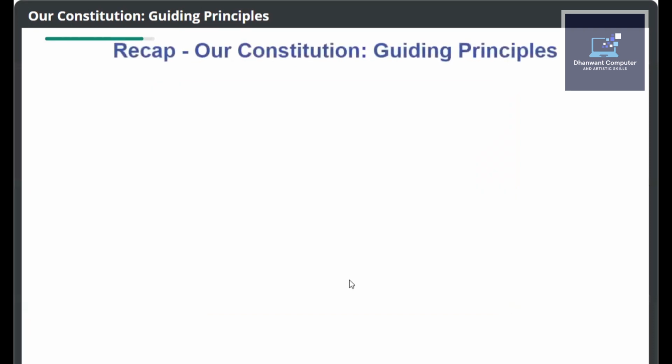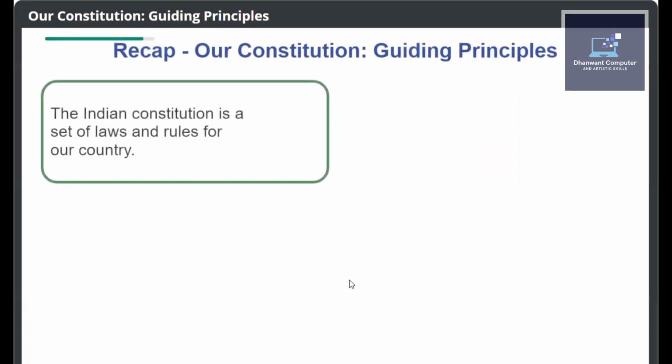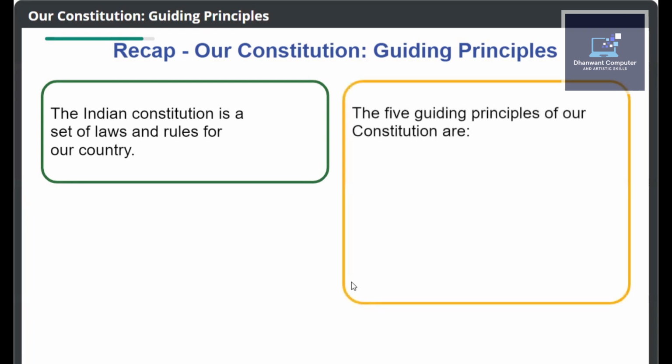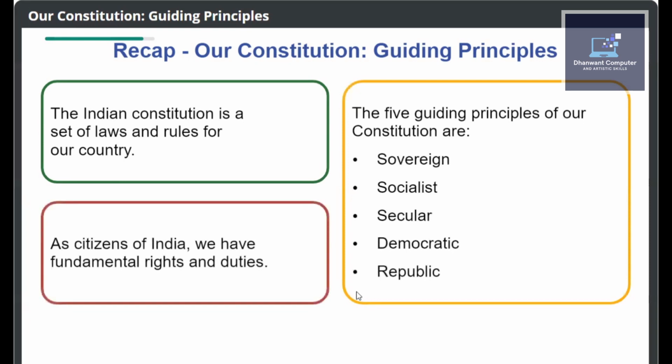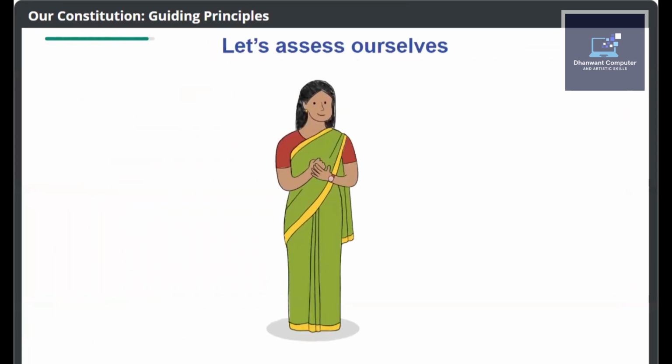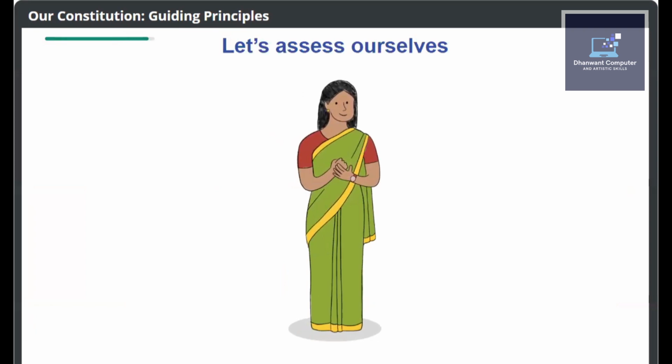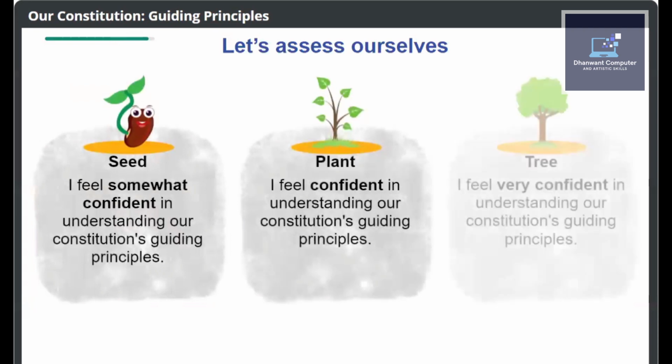Here is a recap of what you learned in this lesson. The Indian Constitution is a set of laws and rules for our country. The 5 guiding principles of our Constitution are sovereign, socialist, secular, democratic, republic. As citizens of India, we have fundamental rights and duties. Now, let's assess ourselves to understand our own learning. Think of what you learned and choose if you feel like a seed, plant, or tree.